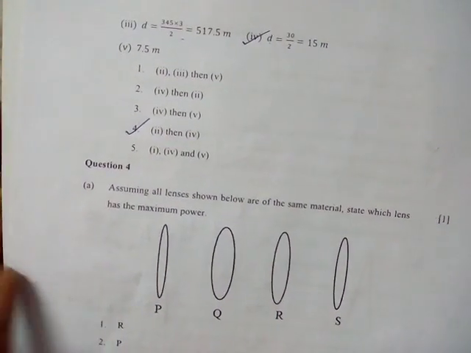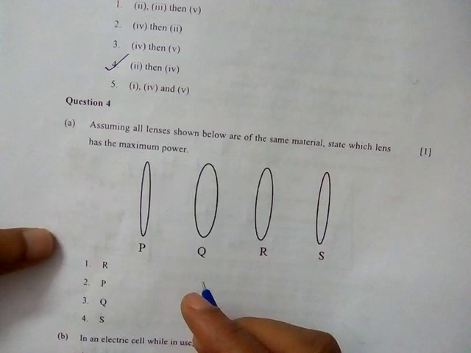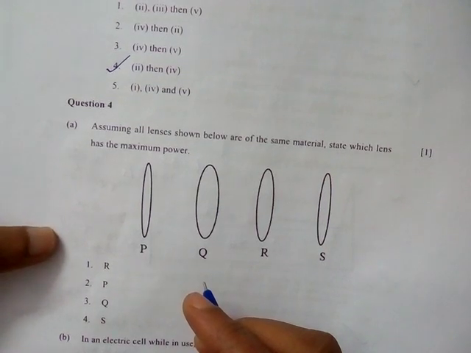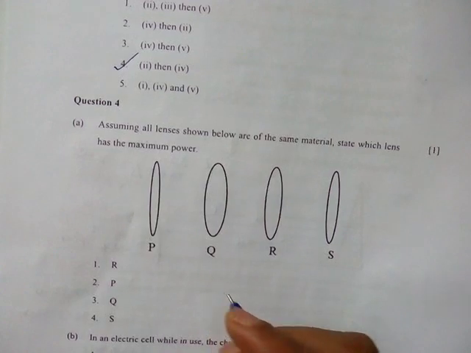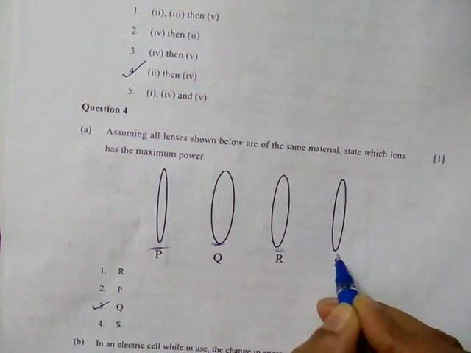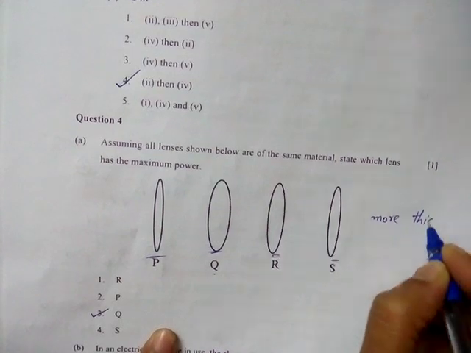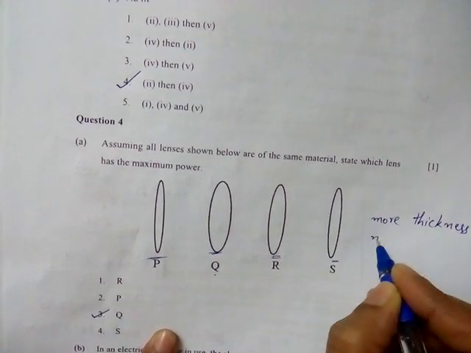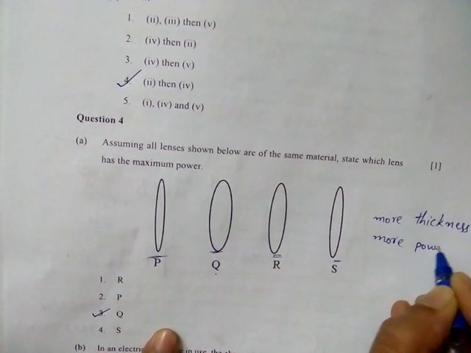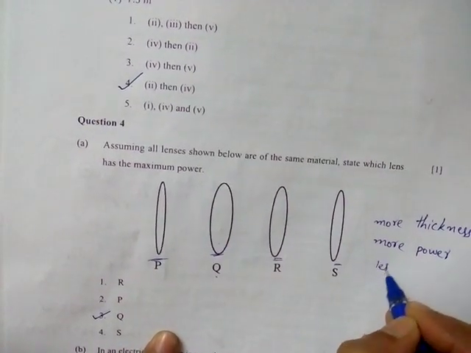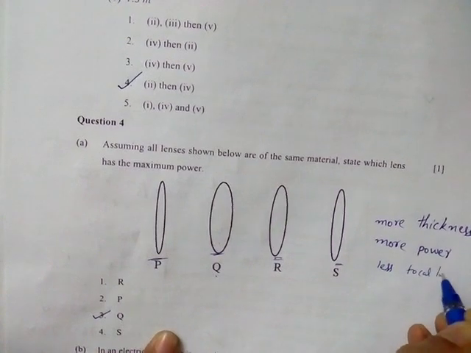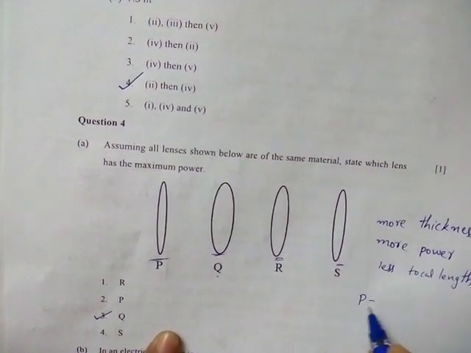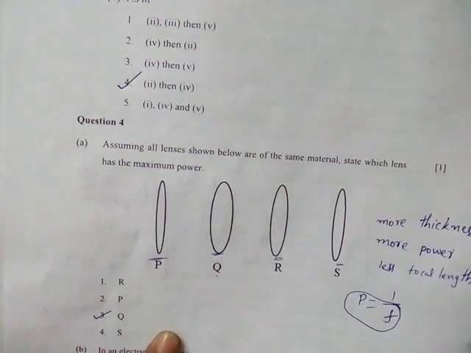Next, last question, question number 4. Assuming all lenses shown below are of the same material, state which lens has the maximum power. So which lens will have the maximum power? See the diagrams. Which has more thickness, it has more power. More thickness, so more power, because more thickness means less focal length. You know power is equal to 1 by f. Both of them are inversely proportional.